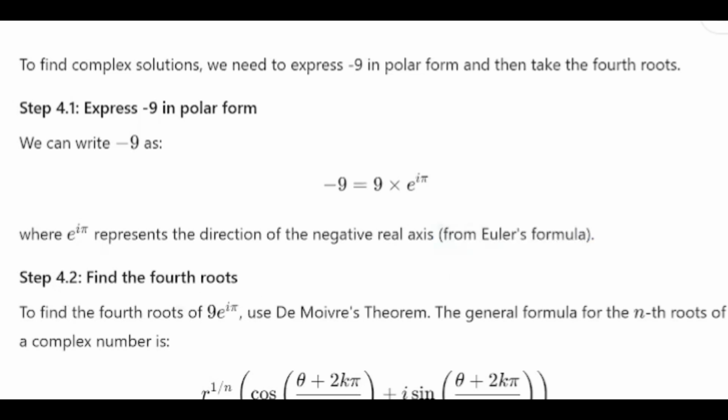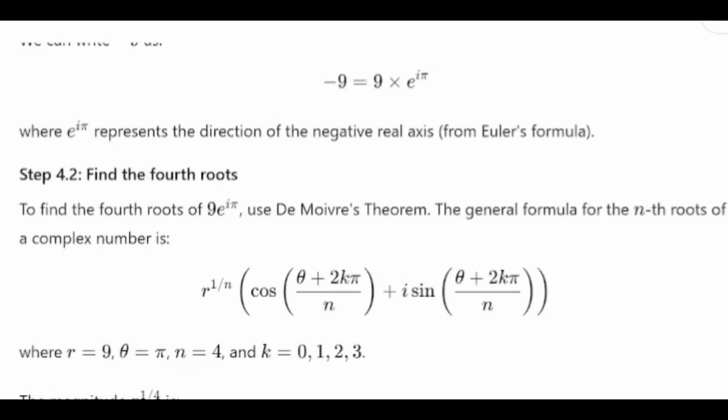Then step 4.2, we want to find the fourth root now, of 9 e to the power of I pi. We want to make use of De Moivre's theorem. The general formula for the nth root of a complex number is given as r to the power of 1 divided by n, bracket cos bracket theta plus 2k pi divided by n bracket, plus I sine bracket theta plus 2k pi divided by n bracket, and then close bracket.